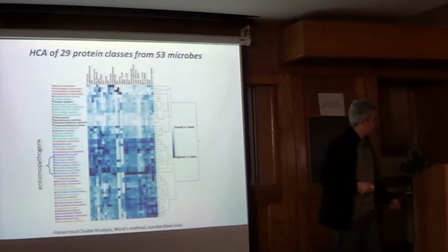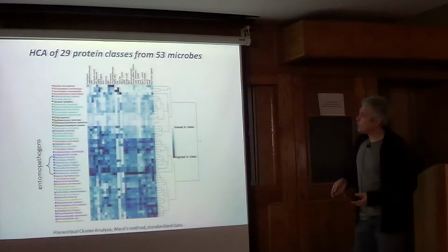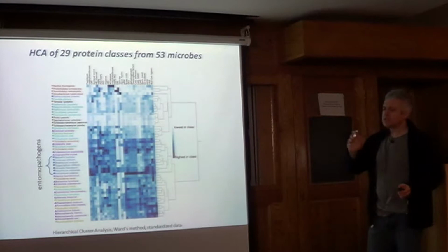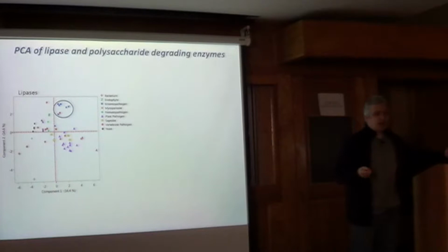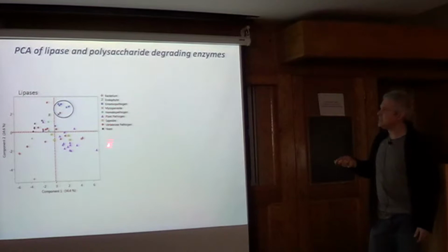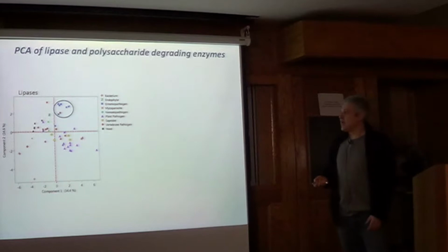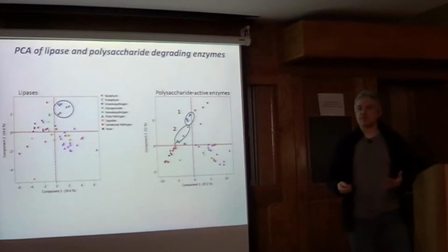I was really surprised that it would work so well. Now, let me go back. If we analyze some subgroups, for example, like lipase and glycoside hydrolase, which we're particularly interested in for other reasons, and look at the families within this larger group, the families of lipases, you can see that the story repeats itself, and the entomopathogens tend to, again, cluster together, and the plant pathogens are here. And even more, if you look at glycoside hydrolase, this phenomenon is even more marked.